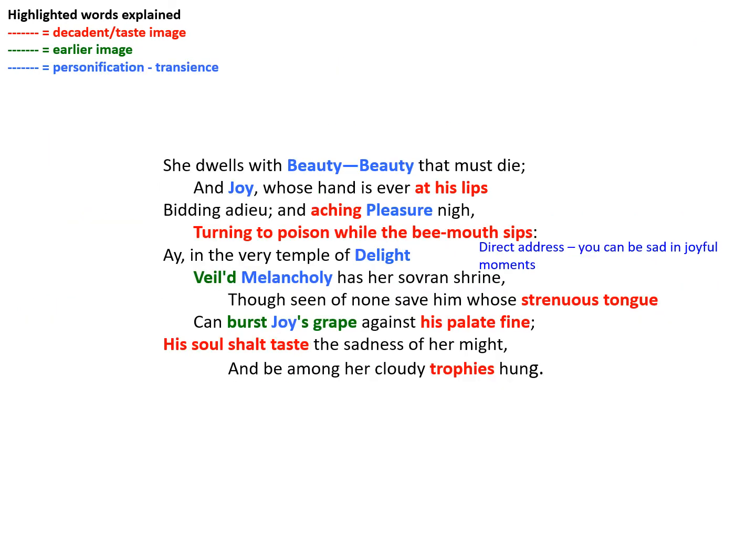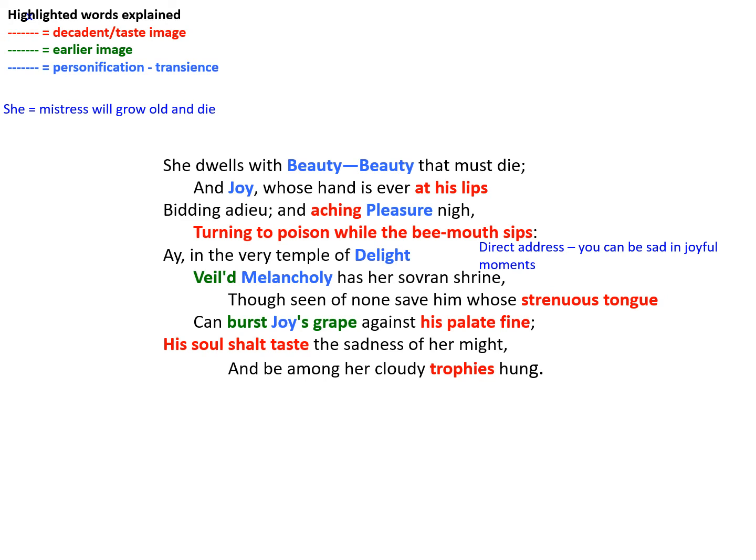So the final stanza reintroduces us to the woman we just met, the mistress, and we learn she dwells with beauty, beauty that must die. Wow, what an imperative mood if ever I heard it. She will grow old and die is what we're told. It's interesting that we're not told she's beautiful. Beauty here is personified, hence the capitalisation of the abstract noun, and across this stanza we're shown a huge number of personified abstract nouns, and I'll get to those in a moment.